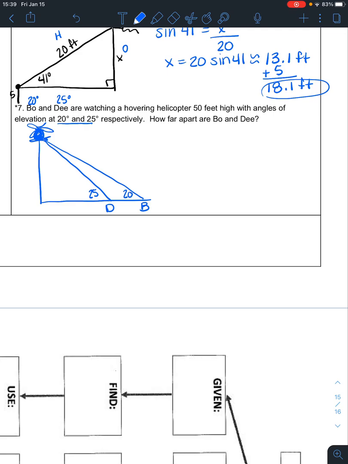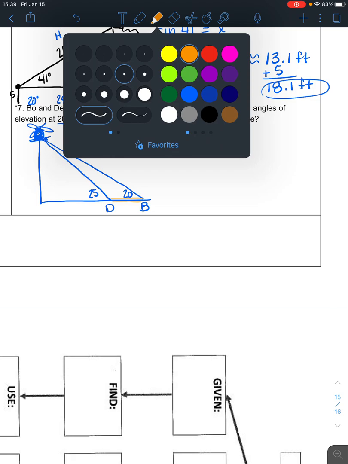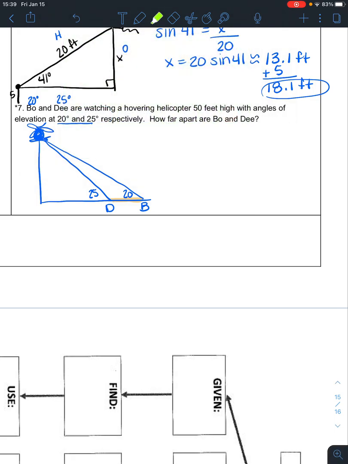D has a 25-degree angle, and Bo has a 20-degree angle. When you back up, you don't have to look quite as high up with your chin, and so the angle's lower. So the question is, how far apart are they? This is a really great bonus question. So what you want to do is this.